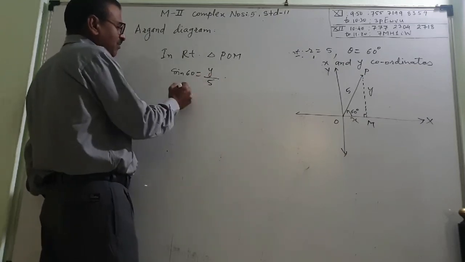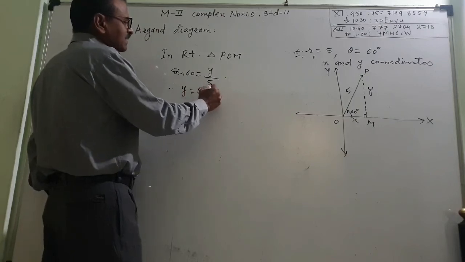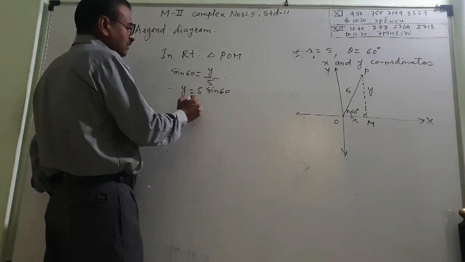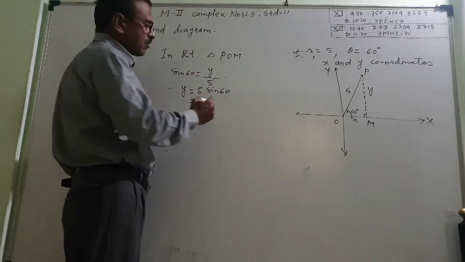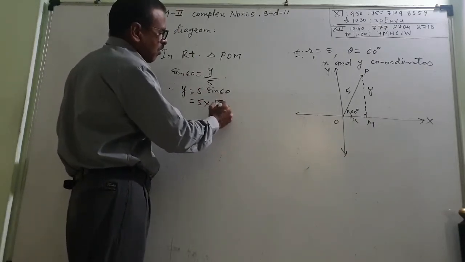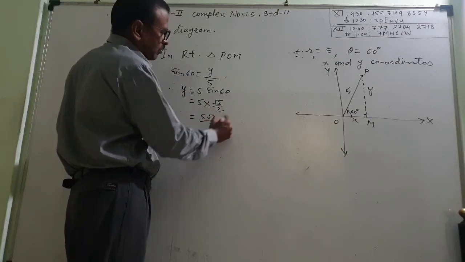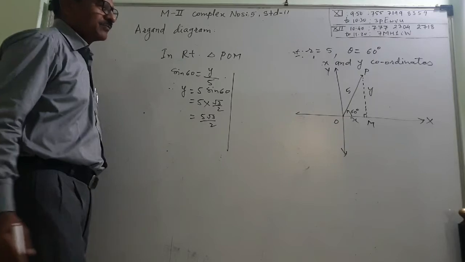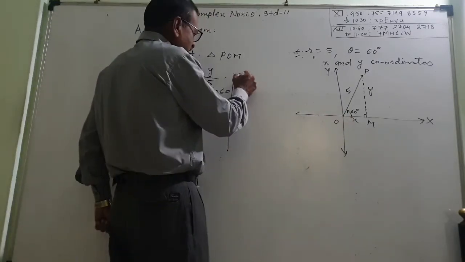ये अपॉन है इधर हुआ 5 इनटू, so y is equal to 5 sin 60, so that is equal to 5 into sin 60. Sin 60 is how much, 60 के सामने वाली देखो √3 upon 2 है, so this is 5 √3 upon 2, y का वैल्यू मिल गया.